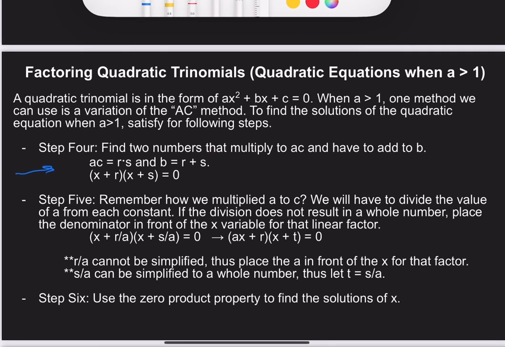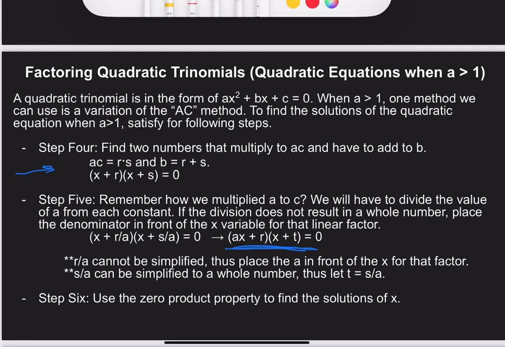Remember how we multiplied a to c? Well, we will have to divide the value of a from each constant. If the division does not result in a whole number, place your denominator in front of the x variable for that linear factor. So let's follow the steps. We're going to divide r and s by the value of a, because those are our constants. Now, we result in a polynomial in the form as follows.